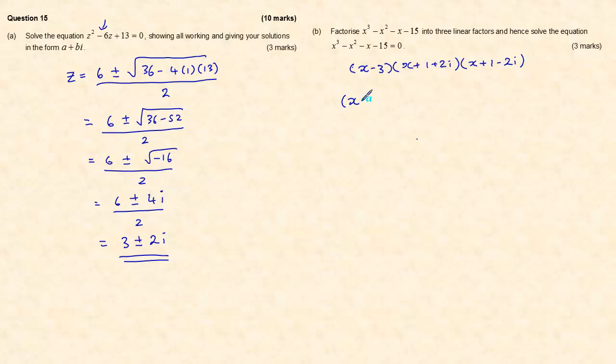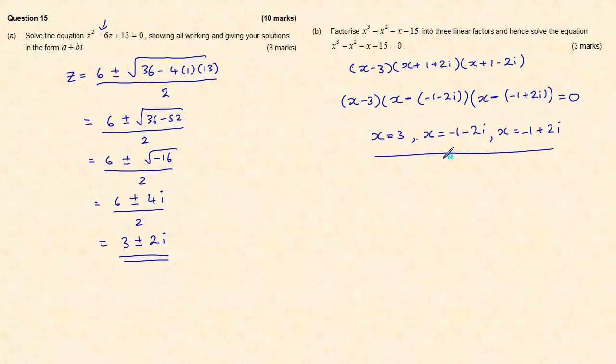So if we have x minus 3, let's write this one as x minus negative 1 minus 2i, and this one as x minus negative 1 plus 2i equals 0 for the equation, giving us x is equal to 3, x is negative 1 take away 2i, and x is negative 1 plus 2i. And of course we'd expect the complex roots to come as a conjugate pair.